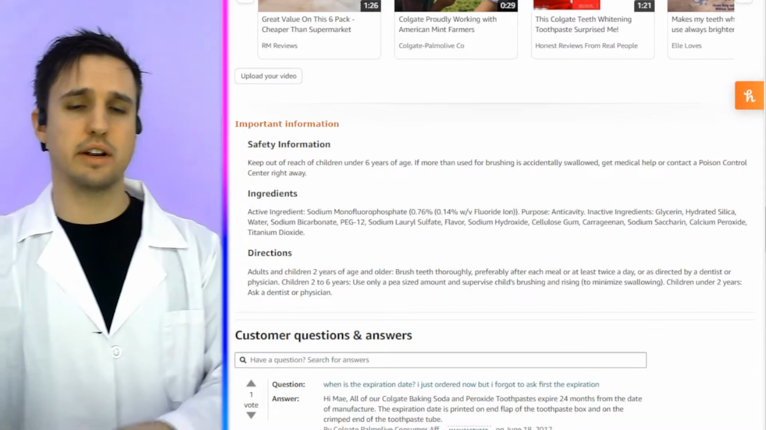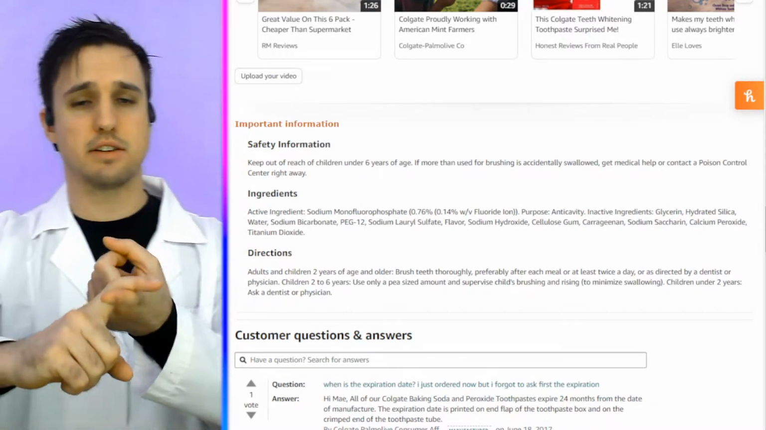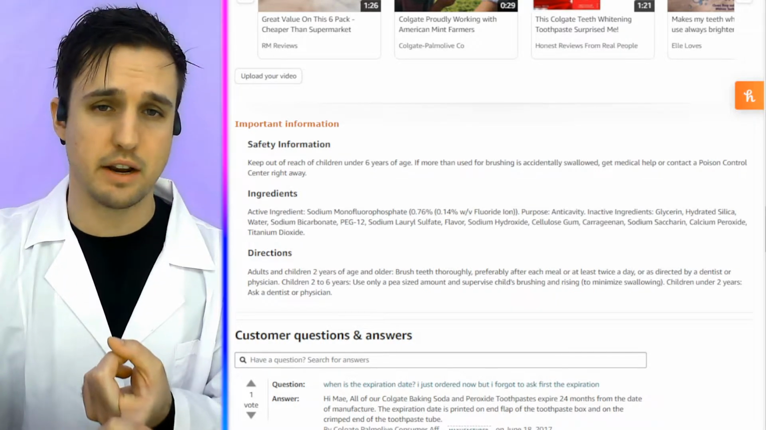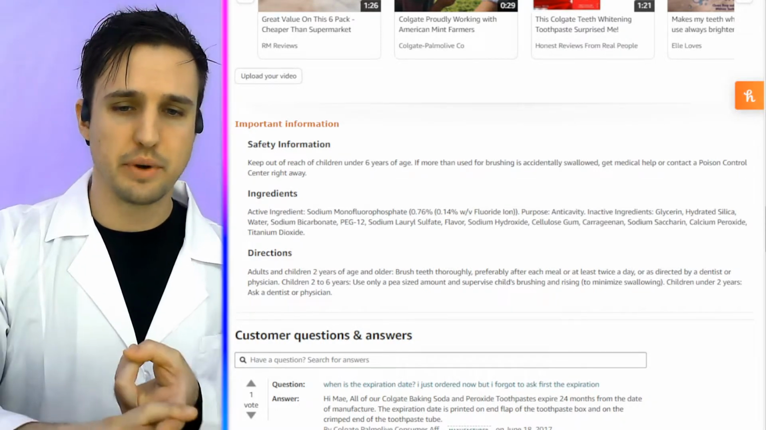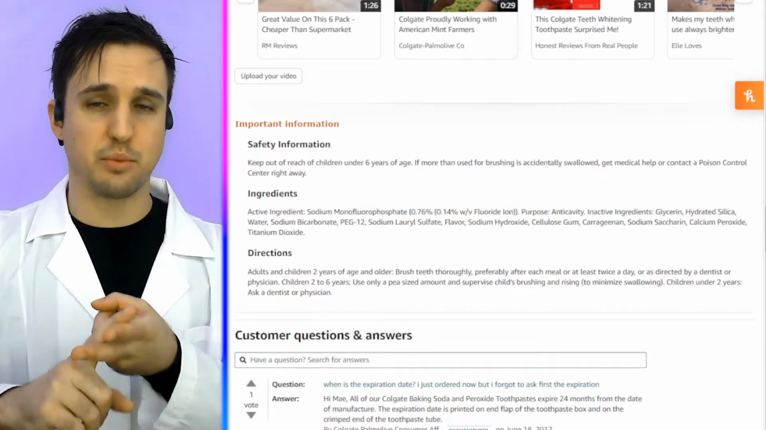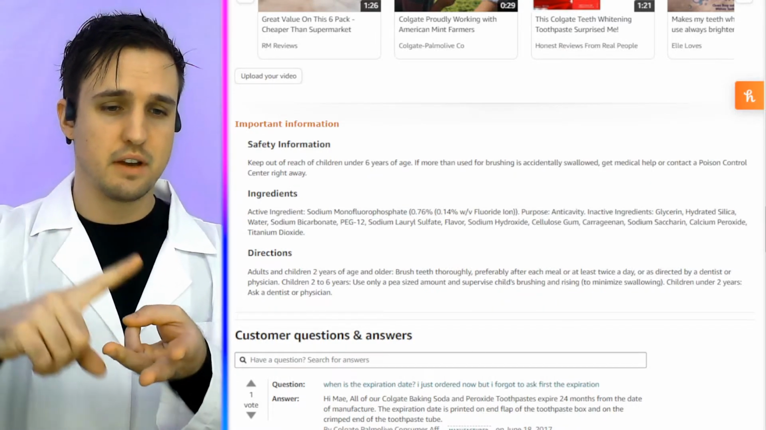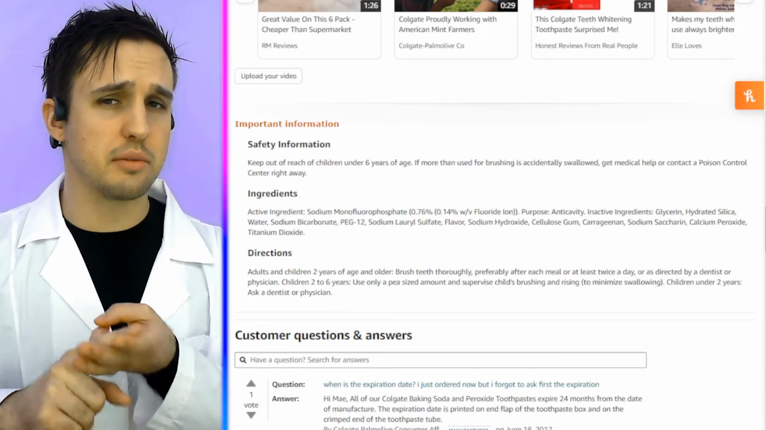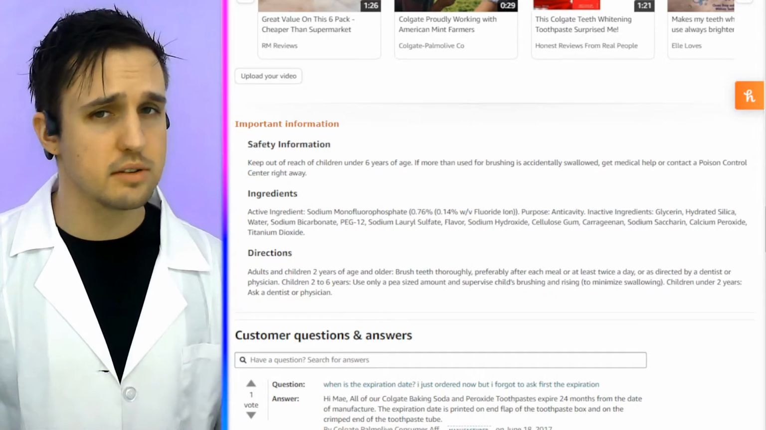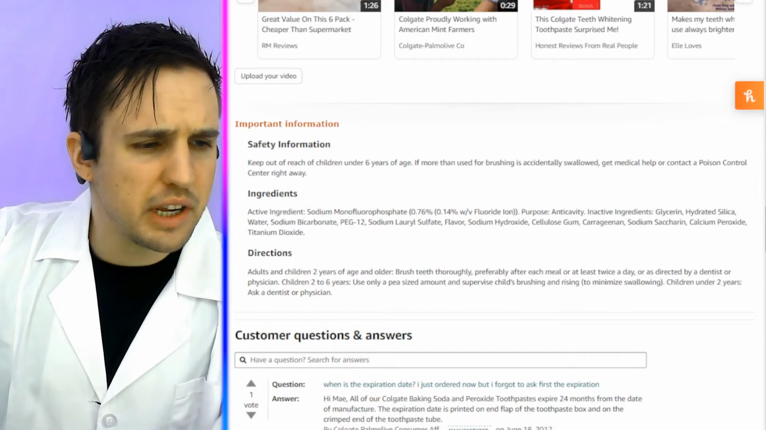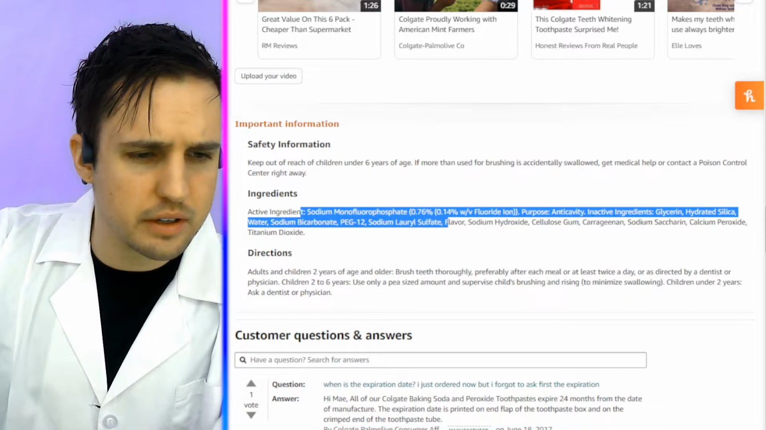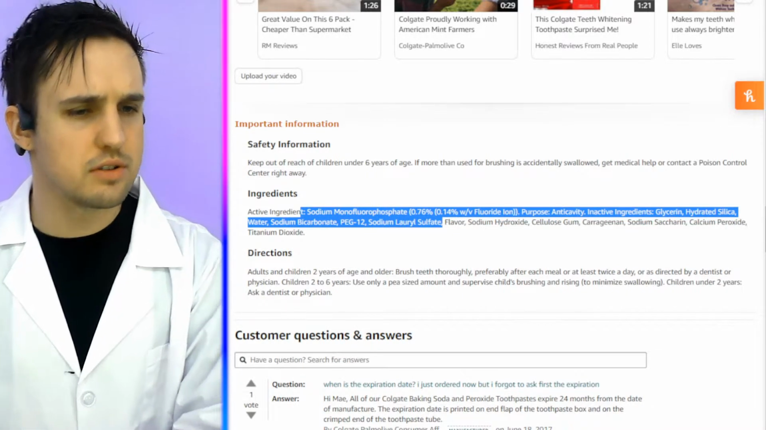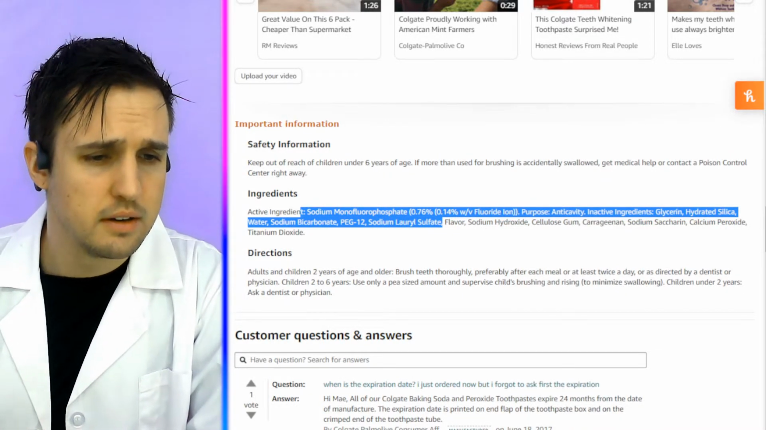Alright, so we got the ingredients to regrow, remineralize, using fluorapatite, not hydroxyapatite. We have a peroxide to whiten. We have a few little polisher abrasives to help remove the plaque and also whiten. We don't have a bunch of horrible preservatives, artificial garbage, which is a good start.